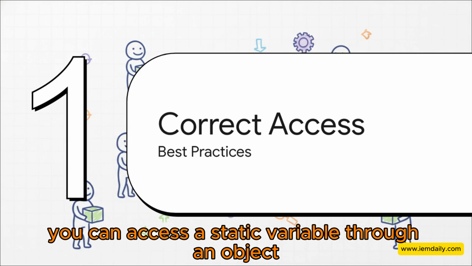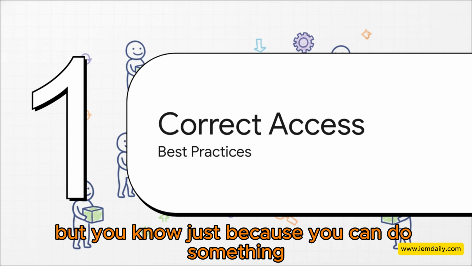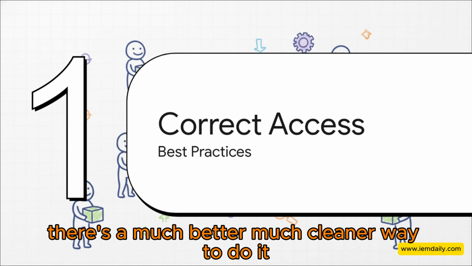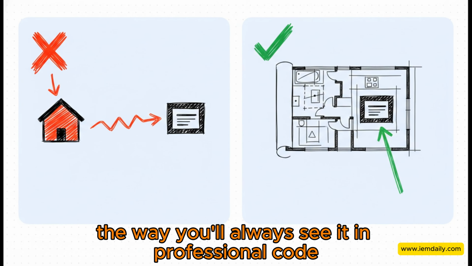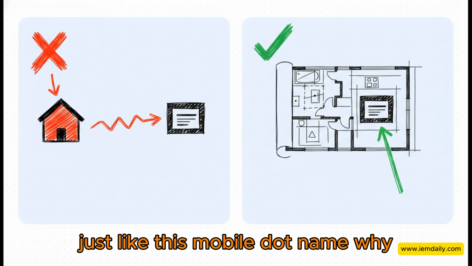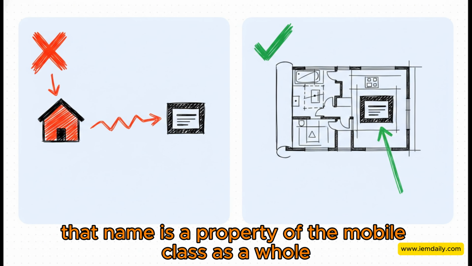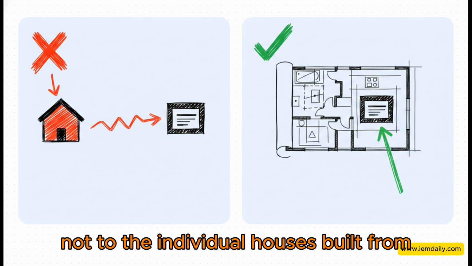So we've just seen that you can access a static variable through an object reference, like object1.name. But, just because you can do something doesn't always mean you should. There's a much better, much cleaner way to do it. The best practice, the way you'll always see it in professional code, is to access a static variable using the name of the class itself. Just like this, Mobile.name. Why? Well, because this code clearly communicates that name is a property of the mobile class as a whole, not of any one single object. It belongs to the blueprint, not to the individual houses built from it.